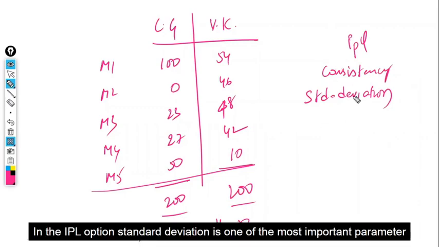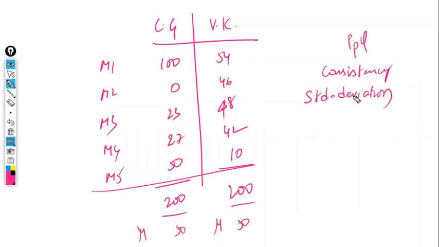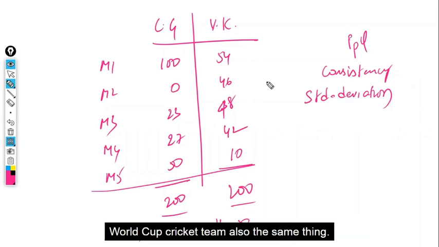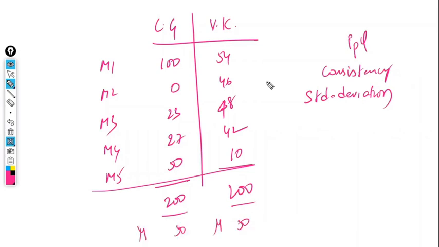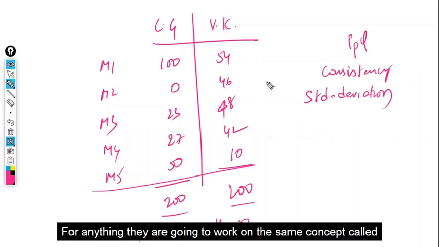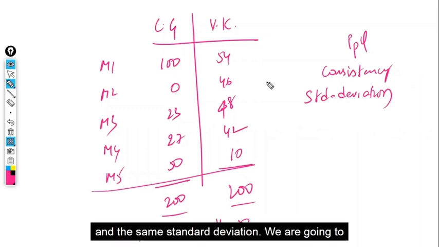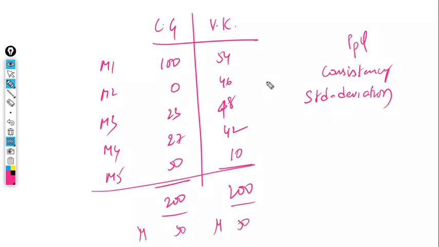In the IPL auction, standard deviation is one of the most important parameters for selecting. Not only in the IPL auction, even in selecting the IPL or World Cup cricket team, the same thing. For anything, they are going to work on the same concept called standard deviation. And we are going to analyze the same standard deviation in the further classes also.